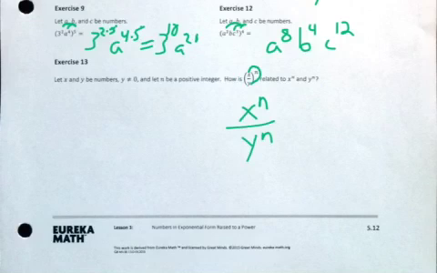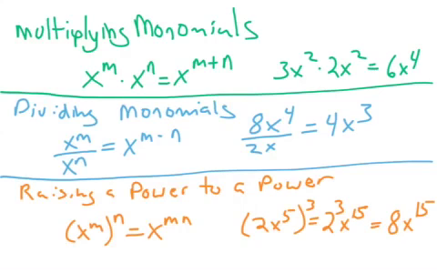The last thing I want you to do today is write the following in your notebook. Write these 3 properties down so you can differentiate between the 3 of them. We have multiplying monomials. When you're multiplying monomials, multiplying the terms, you would add your exponents. Here's a nice example to include in your notebook.